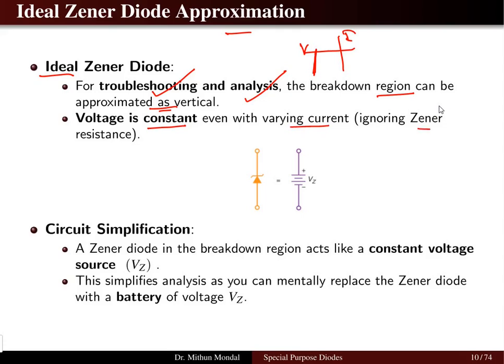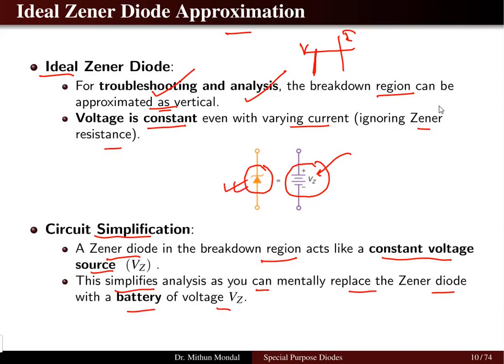If we ignore the Zener resistance, then this Zener diode is basically represented with the help of a battery shown by Vz. So for circuit simplification, the Zener diode in the breakdown region acts like a constant voltage source denoted by Vz. This simplifies analysis: you can mentally replace the Zener diode with a battery of voltage Vz. So if you have a circuit with a Zener diode, that can be replaced with the help of a battery whose voltage is given by Vz.